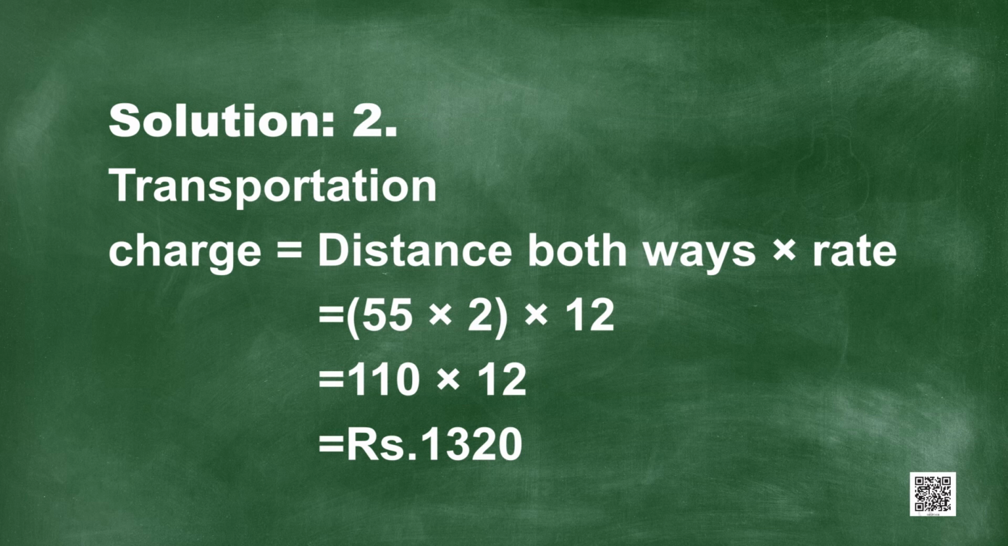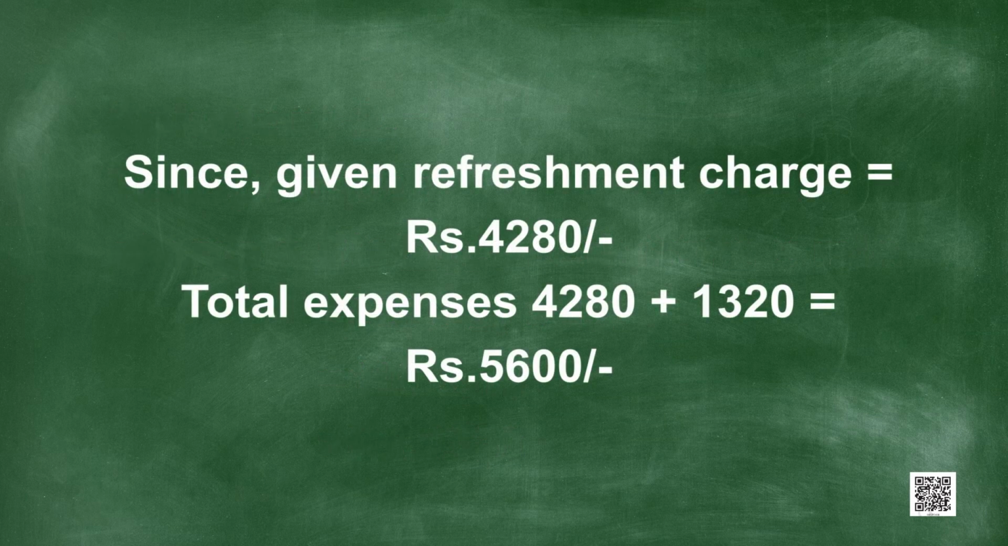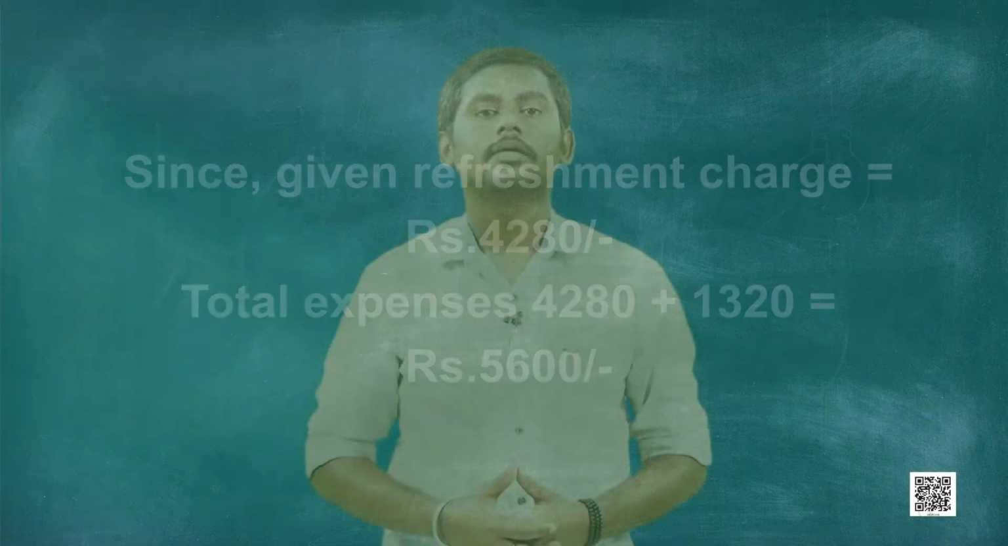12 per kilometer. So therefore, the total transportation charge is given by 110 multiplied with 12, which is equal to rupees 1320. So we have calculated the transportation charge to be rupees 1320 and since the given refreshment charge is equal to rupees 4280, the total expenses will be given by the sum of these two, that is rupees 4280 plus rupees 1320, which is equal to rupees 5600.